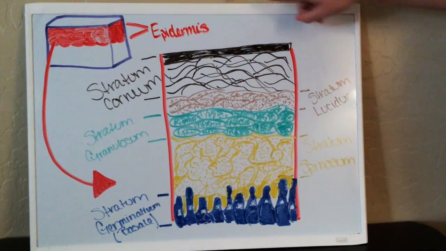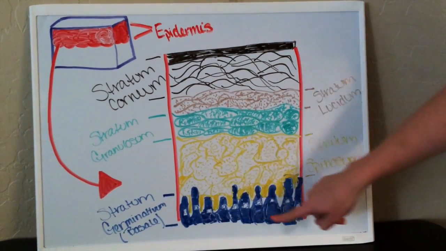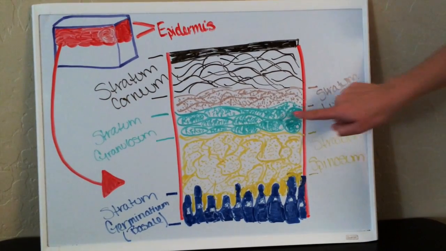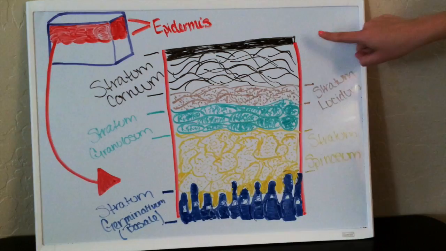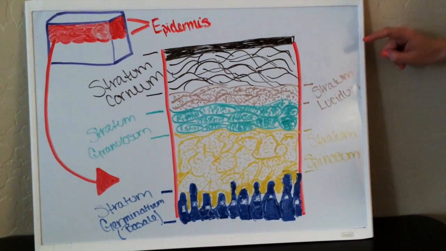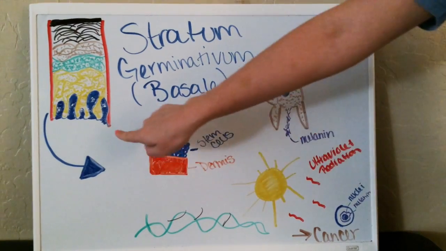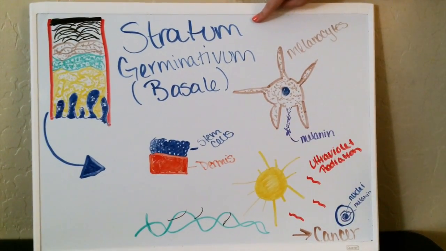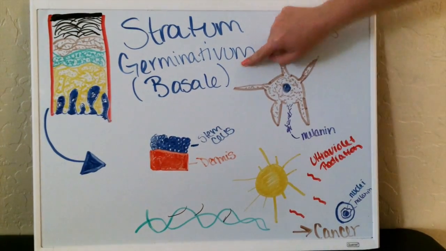The epidermis is composed of four layers: the stratum germinativum or basale, the stratum spinosum, stratum granulosum, and stratum corneum. Unless you're talking about the palms of the hand and soles of the feet, which includes a fifth layer, the stratum lucidum. The deepest layer of the epidermis is known as the stratum germinativum or basale because it is also known as the basal layer.